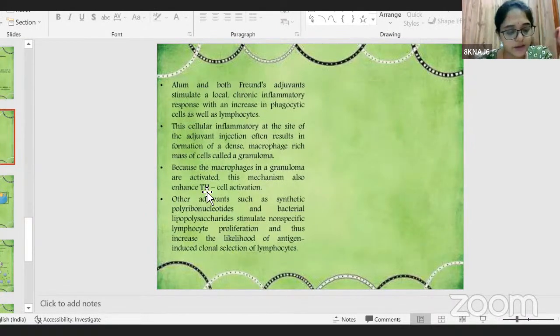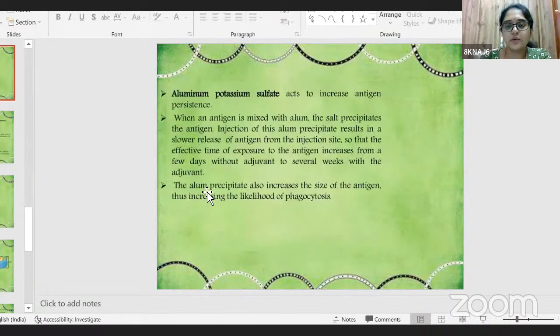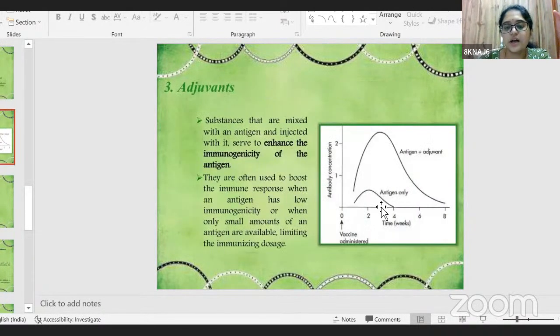When it comes to the mechanism, adjuvants increase the strength and longevity of the immune response. You can see the graph over here, which more or less gives you the idea. Then they change the physical and chemical characteristics of the antigen, so the antigen processing is improved, because of which the ability of macrophages to come to the antigen increases. This can be done in the following ways.